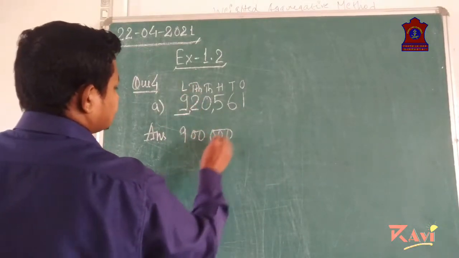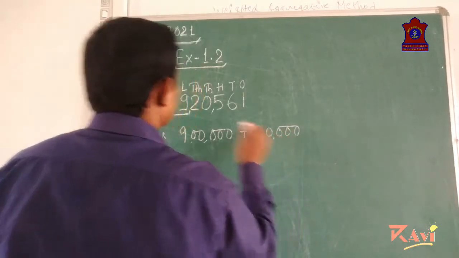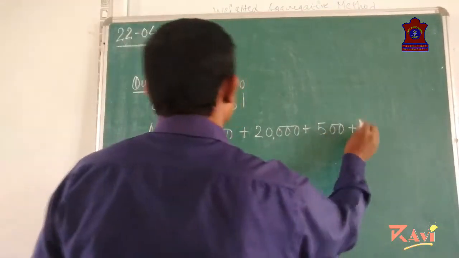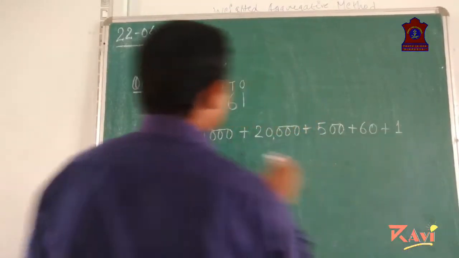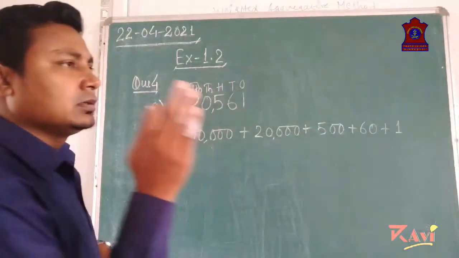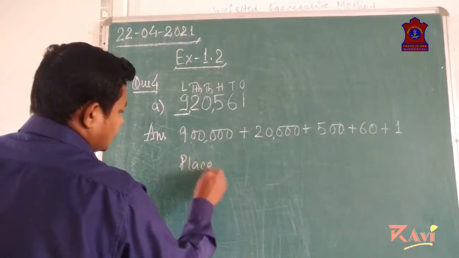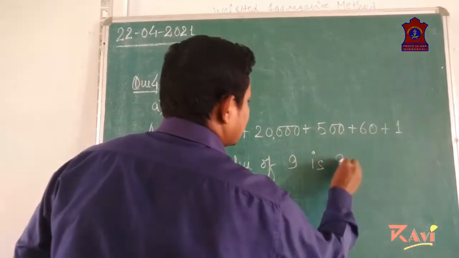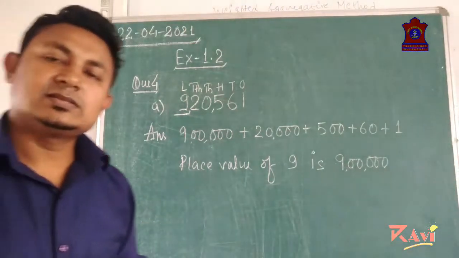9 lakh plus 2 into 10,000, 20,000. 0 into 1,000, nothing to write. 5 into 100, 500. Plus 6 into 10s, 60. Plus 1 into 1s, 1 only. So we have written the expanded form of this number. Now the question is asking you, write the place value of 9 in each case. So what is the place value of 9? So we'll write place value of 9 is 9 lakh, because 9 is at lakhs place. Okay, so like this you have to do.